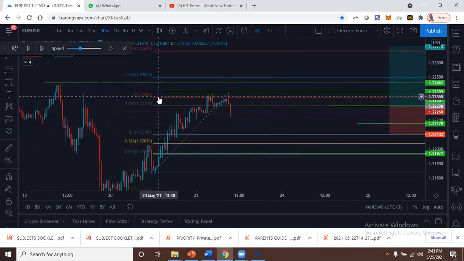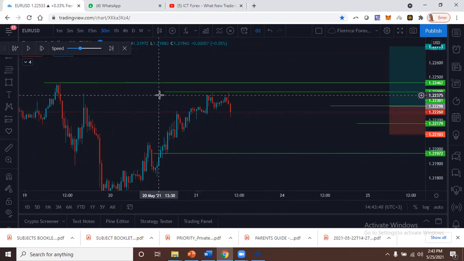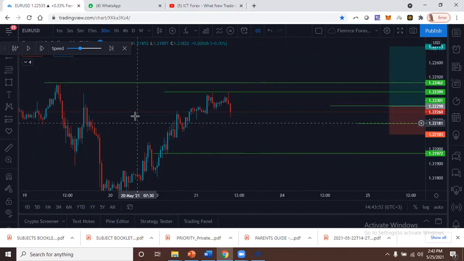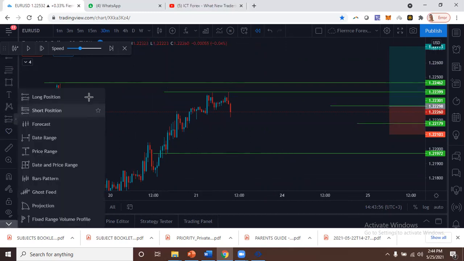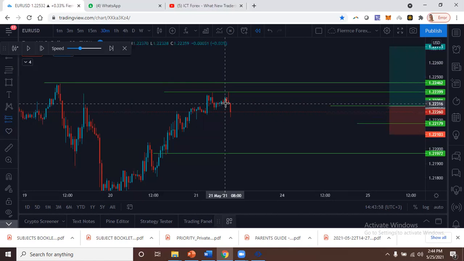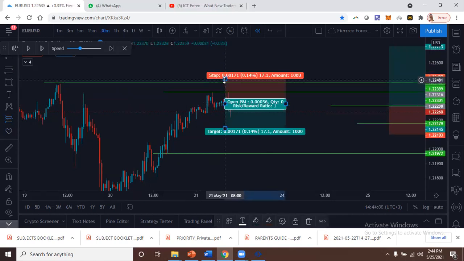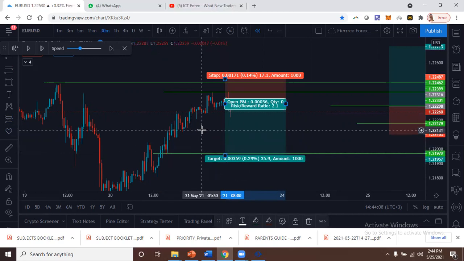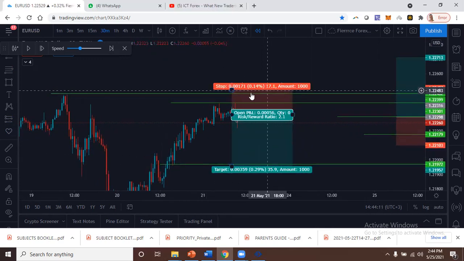If I was not using the fib, I would maybe now tell myself, okay, this is an engulfing candle, so I will take my short position around here. And then I'll do a 2 to 1 right about there, which is almost at my level here. Okay, and that's about 17 pips.